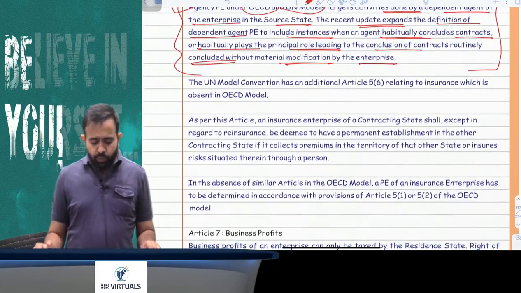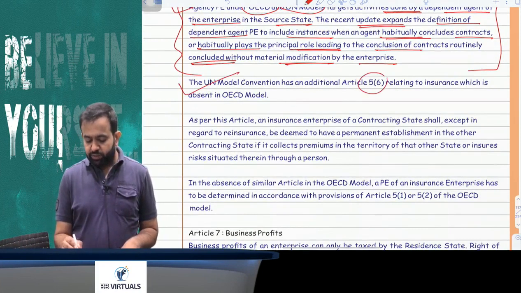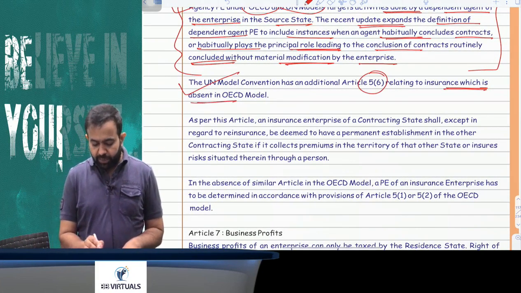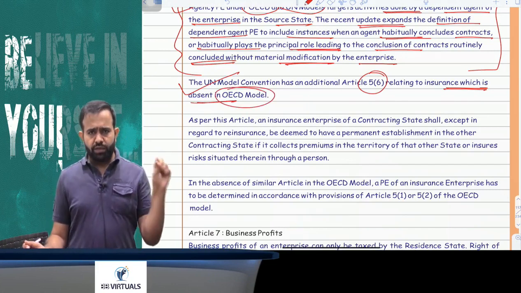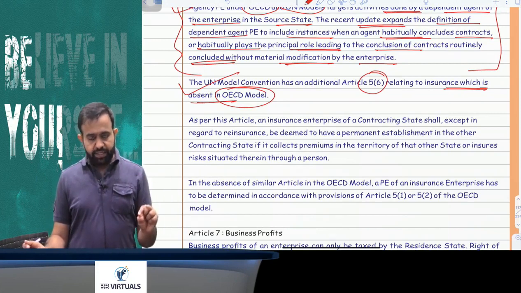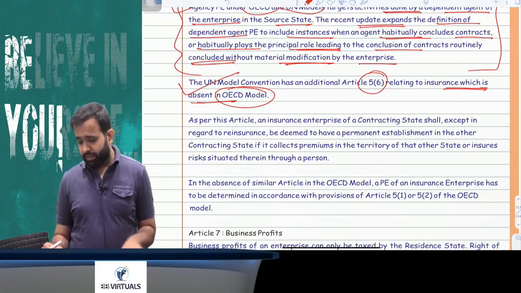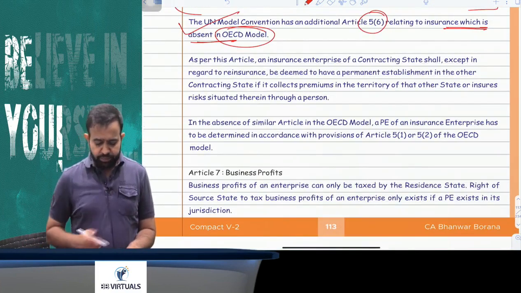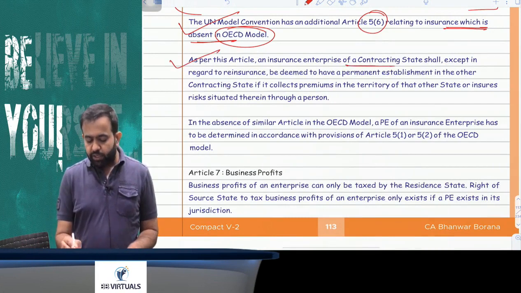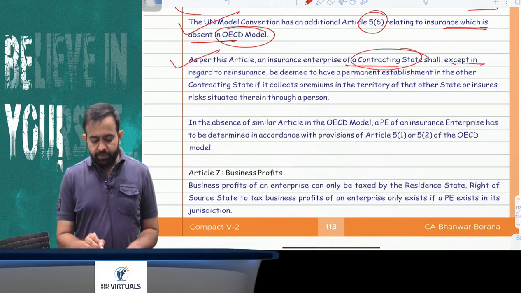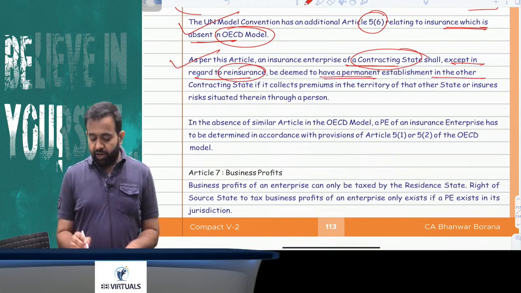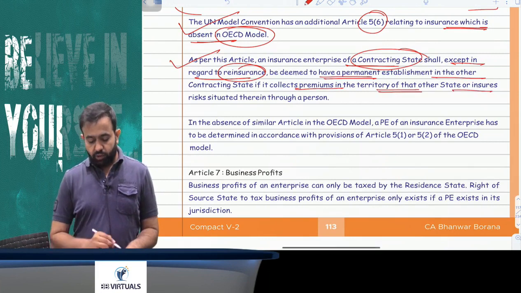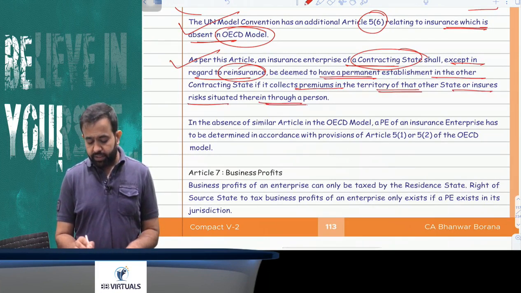Now, the UN model convention has an additional article, Article 5.6, relating to insurance, which is absent in the OECD model. Pay attention to what this insurance point says. As per this article, the insurance enterprise of a contracting state shall, except in regard to reinsurance, be deemed to have a permanent establishment in the other contracting state if it collects premium in the territory of that other state or insures risk situated therein through a person.